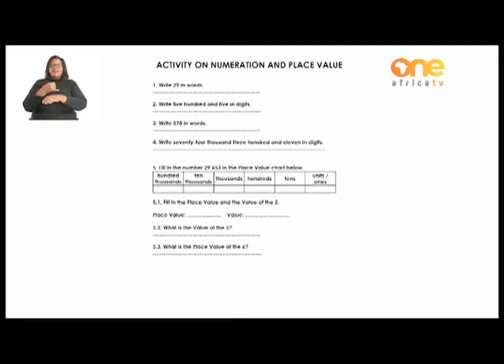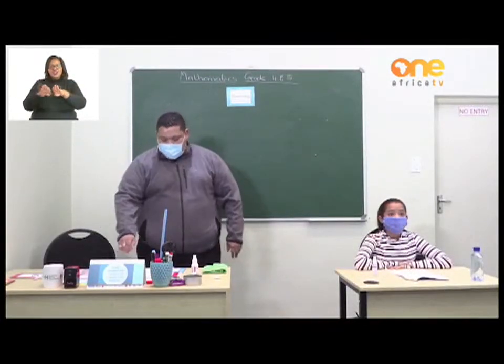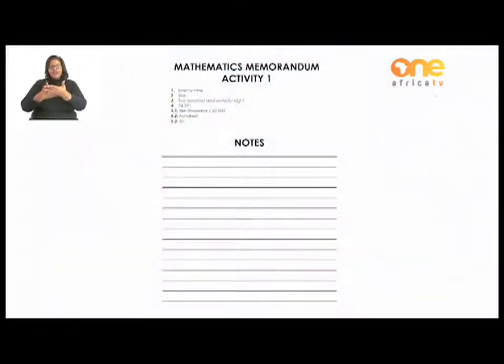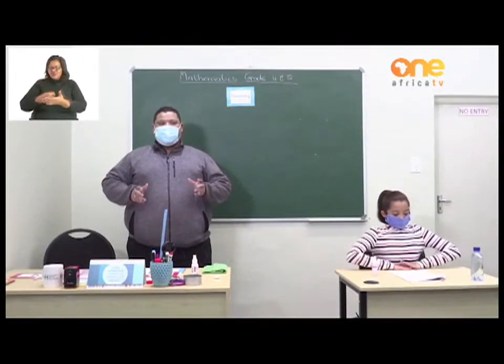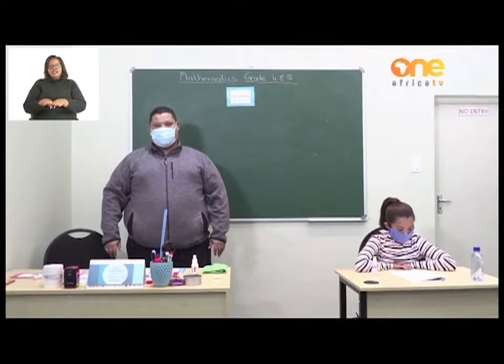So there's a place value chart: units, tens, hundreds, thousands, 10,000s, and 100,000s. Here, 5.1. Fill in the place value and the value of the 2. Then we want both the place value and the value. What is the value of the 5? And 5.3. What is the place value of the 6? Guys and girls, I really hope you will enjoy doing this activity. On page 11, you will find the memorandum. Memorandum is answers. But first, I want you to try to do these sums without looking at your answers.